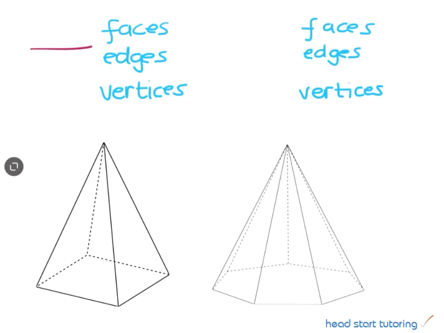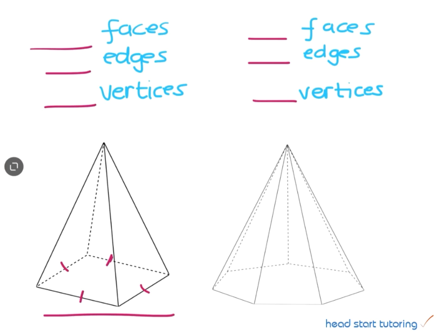We are going to have a look at these two pyramids and figure out how many faces, edges, and vertices these pyramids have. So this pyramid over here, this first one, is a square-based pyramid. So it's a square pyramid because our base is a square. Right, so it could easily be a rectangle, so you would need to be told that the base is a square.